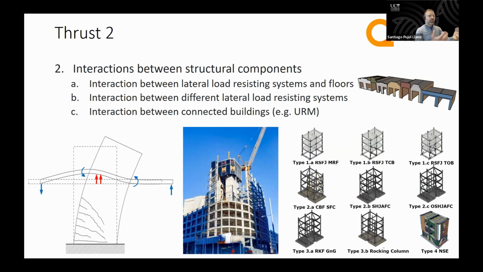So that's Thrust 1. How do we tweak the design standards so things work well? So the building works well as an entity, as a whole.